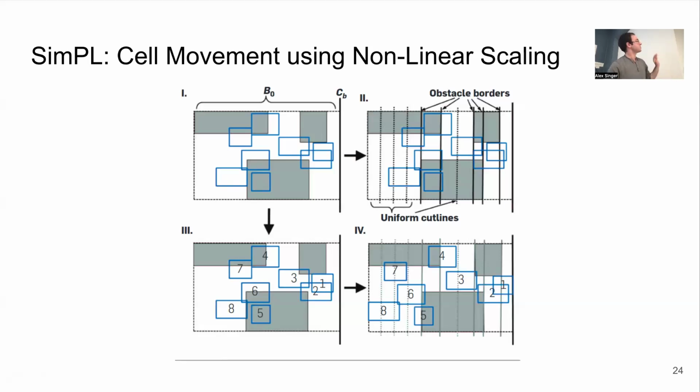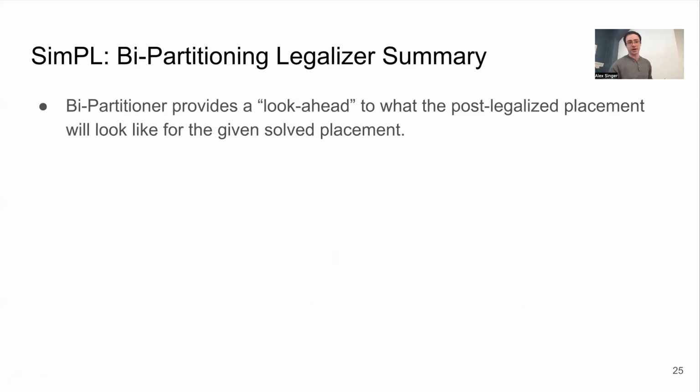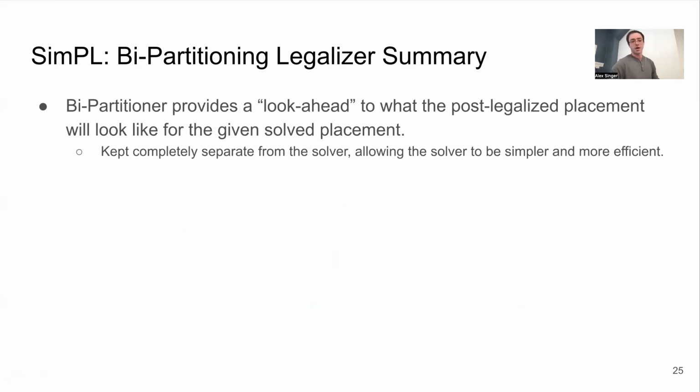Cool. It's not super important to understand this. It's just that we're spreading out the blocks. So in simple terms, I wanted to give a summary of how they use bi-partitioning in their legalizer. They use bi-partitioning as a look ahead to what the post-legalized placement will look like for a given solved placement. They're kept completely separate from the solver, allowing the solver to be simpler and more efficient.